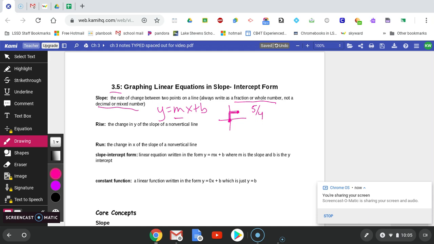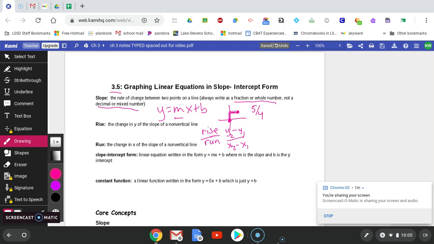A lot of times you'll hear slope talked about as rise over run. Rise over run. That's the same thing as the change in your y's over the changes in your x. That's another way that slope is talked about. So rise is a change in your y, run is the change in your x.